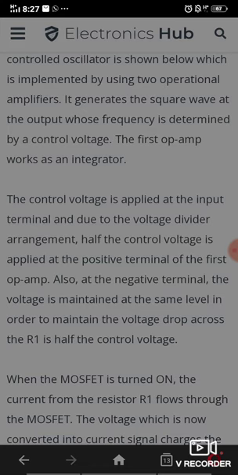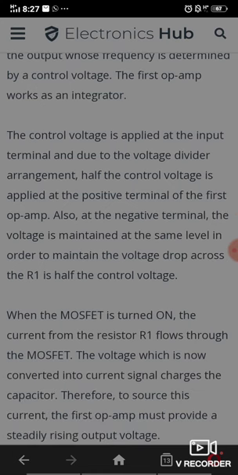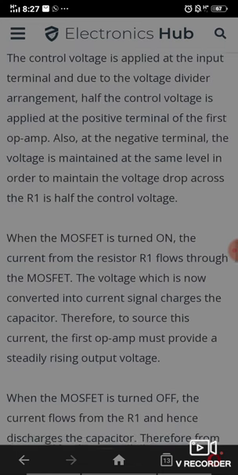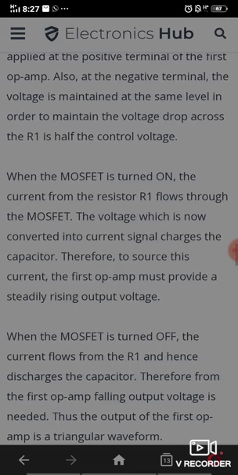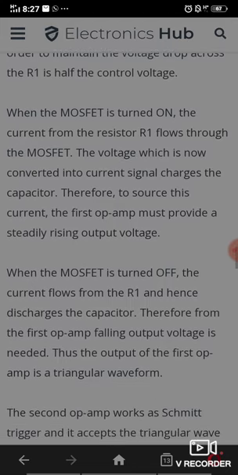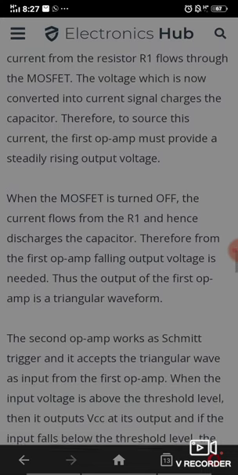When the MOSFET is turned on, the current from the resistor R1 flows through the MOSFET. The voltage, which is now converted into a current signal, charges the capacitor. Therefore, to source this current, the first op-amp must provide a steadily rising output voltage. When the MOSFET is turned off, the current flow through R1 discharges the capacitor. Therefore, the first op-amp needs a falling output voltage.